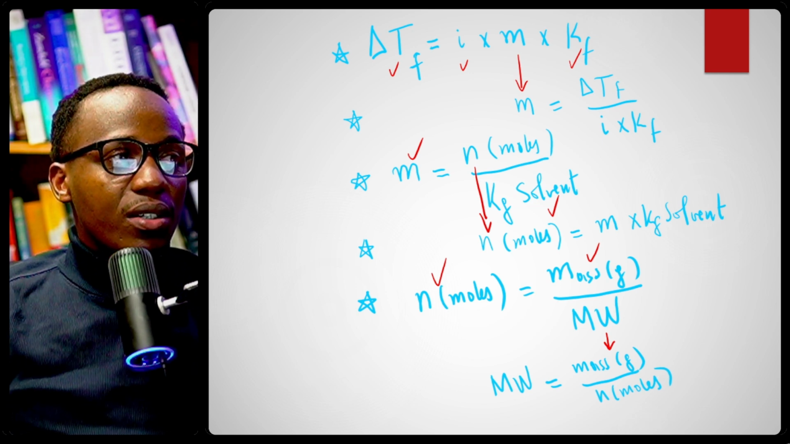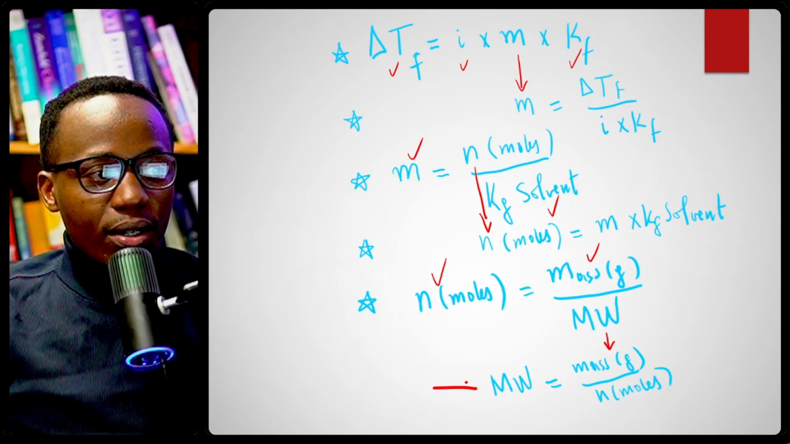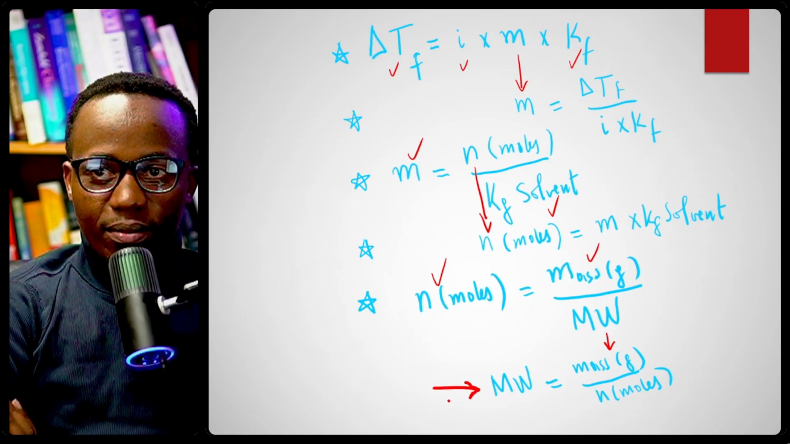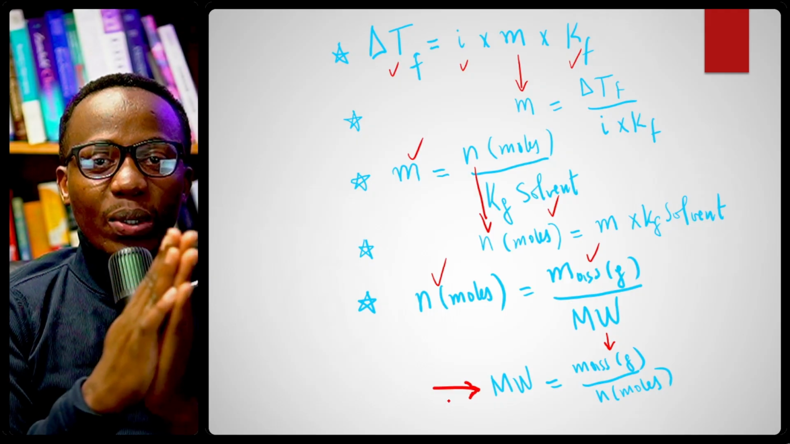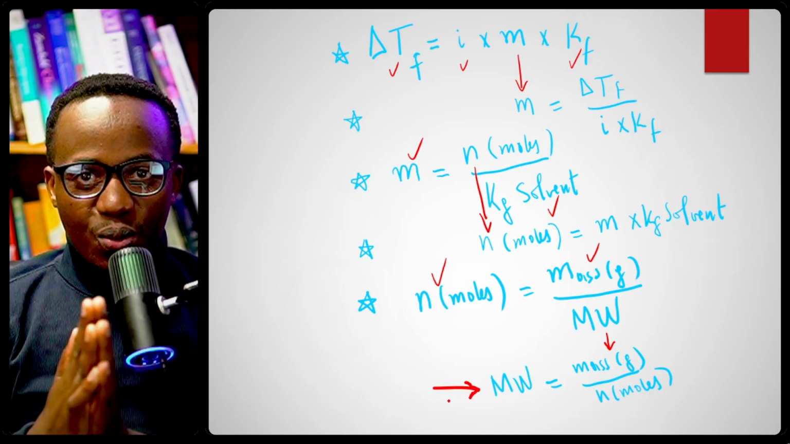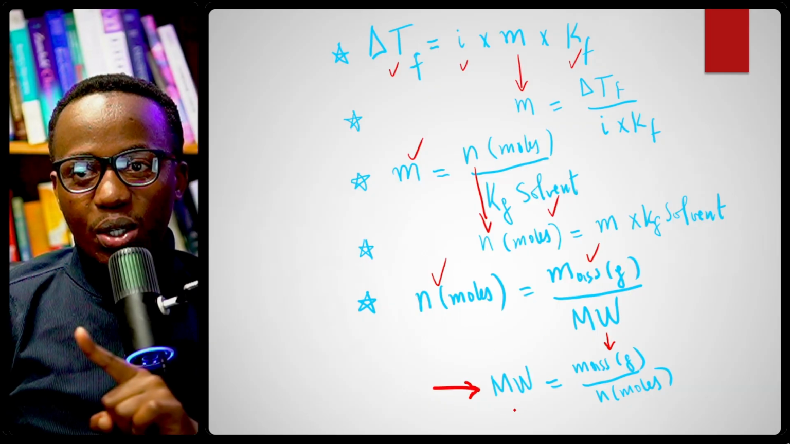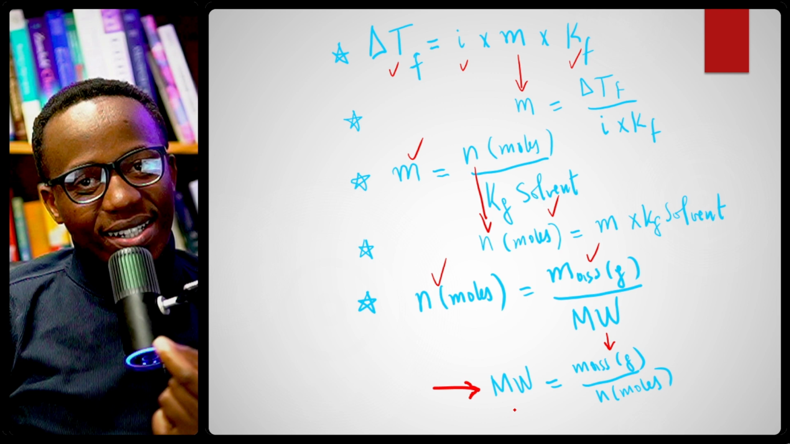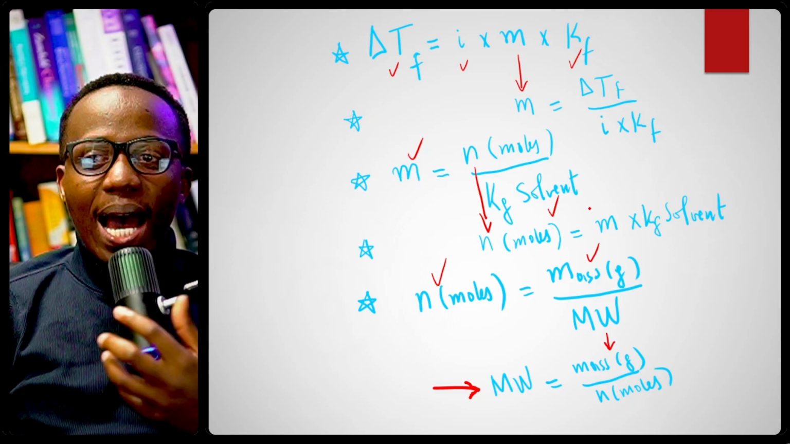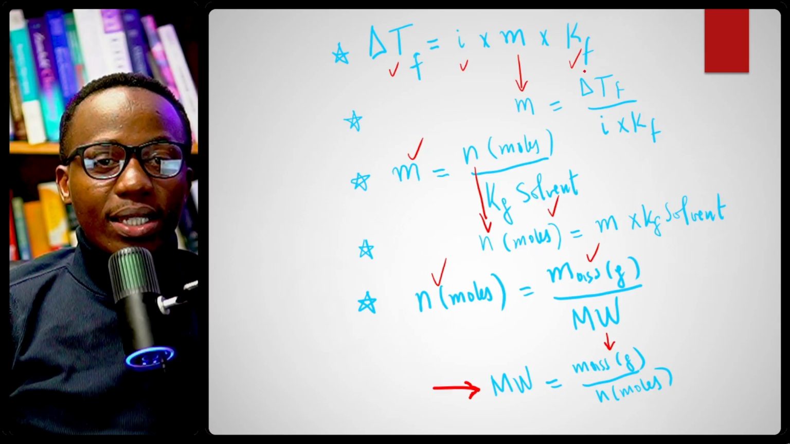So if I gave you an unknown compound dissolved in water, just by learning how it changes the freezing point, we can back calculate its molecular weight. And if you have the molecular weight, you can find its identity. See what I mean? So those are the calculations that we need to know how to do for this lab.